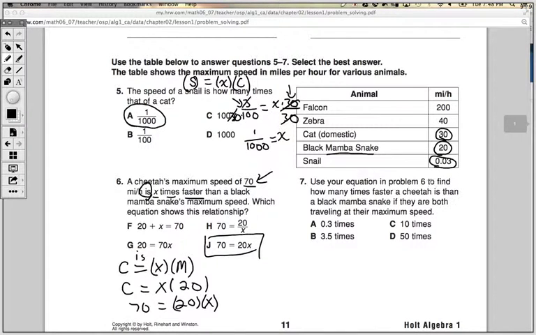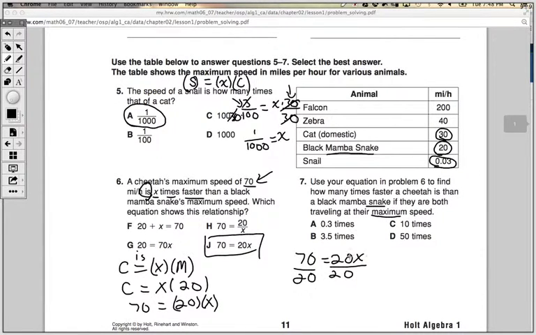It says, use your equation from problem 6 to find how many times faster a cheetah is than a black mamba snake if they're both traveling at maximum speed. Ooh. Oh, wait. Okay. So this number should be big, is what I'm thinking. It should be more than one because a cheetah is definitely faster than a snake. All right, so we'd have 70 equals 20x. And it says use our equation. I'm guessing they're wanting us to get that x by itself.